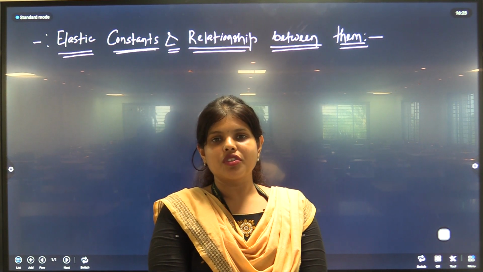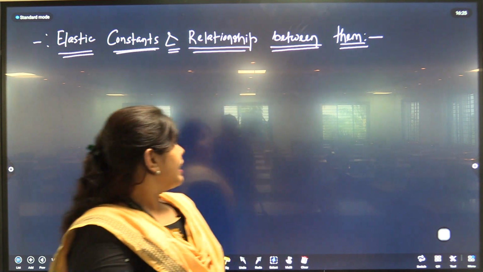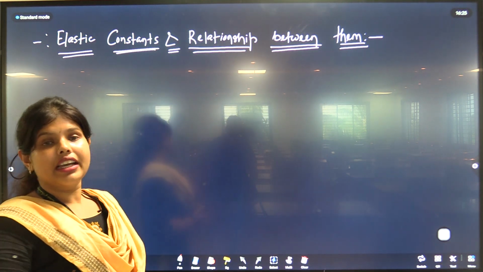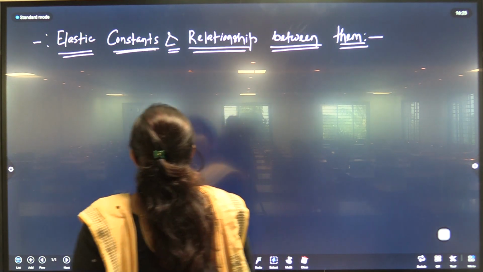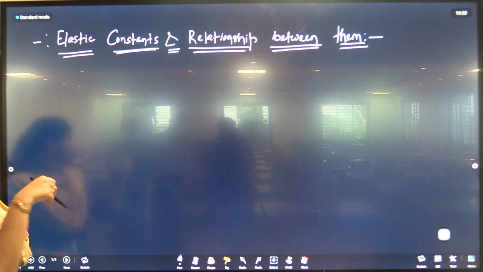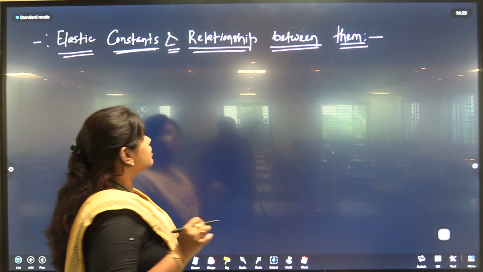Now I am going to teach you about elastic constants and the relationship between them. Before starting, we have to know what the elastic constants are.